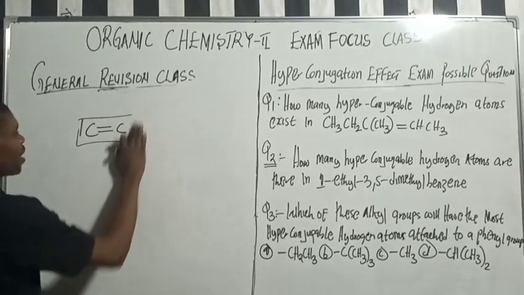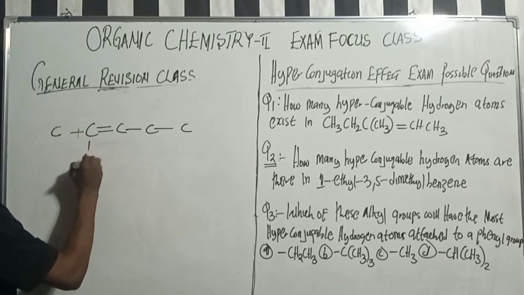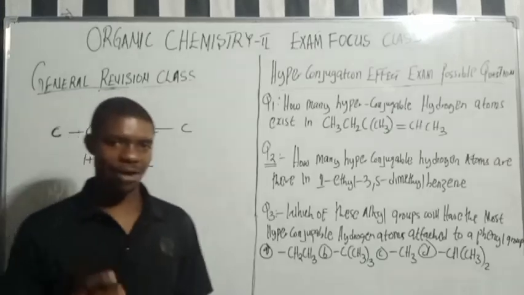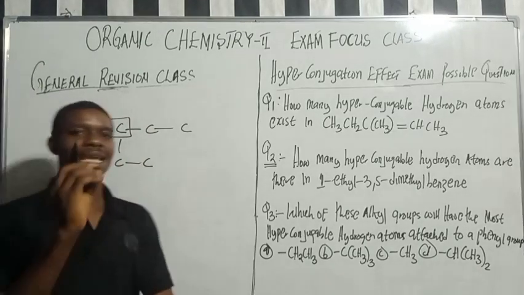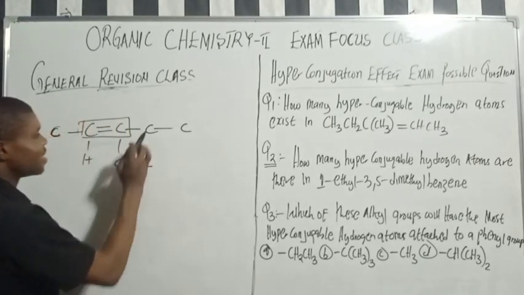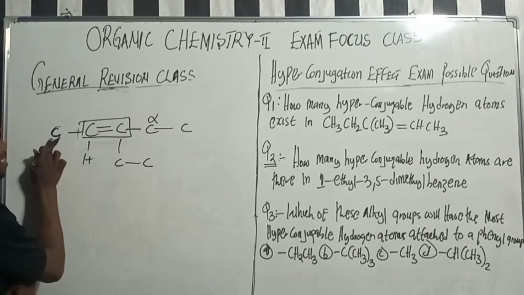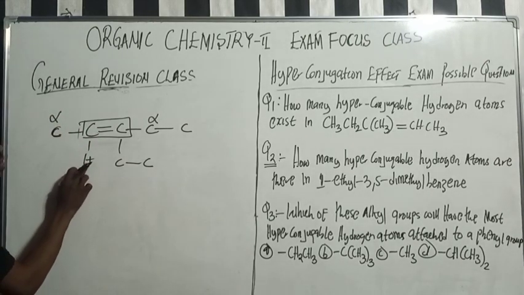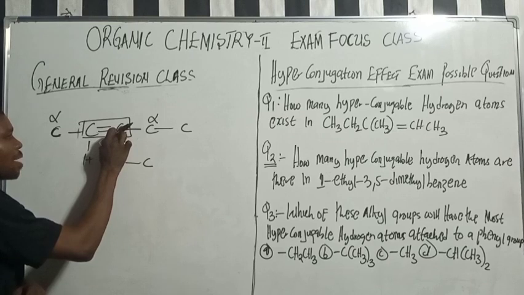For example, if I remove this here and add this carbon here, then this carbon, then hydrogen, then this carbon, then this carbon. If they ask you how many alpha carbons do I have here? Remember, these two carbon atoms carry the double bond. Any carbon atom directly attached to the carbon that carries the double bond is called an alpha carbon. So this carbon atom is directly attached to this carbon atom, so it's called an alpha carbon. And this carbon atom is directly attached to this carbon, so it's an alpha carbon. This hydrogen is directly attached to the carbon that carries the double bond here. This carbon atom is directly attached to this carbon atom, so it's called an alpha carbon.